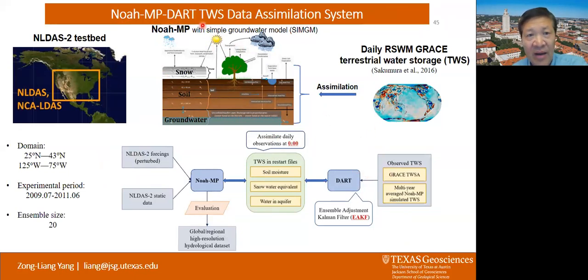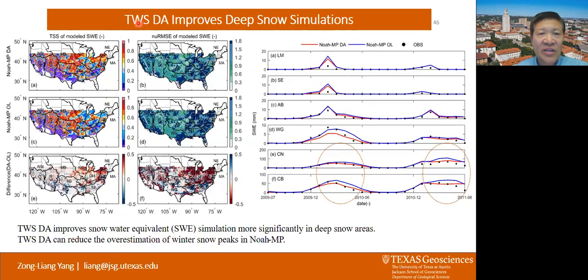DART is the Data Assimilation Research Testbed developed by NCAR. So when the 2 are coupled, in this study, we only assimilate the GRACE gravity satellite derived total water storage change. We are using North America as a testbed to show how this system works. You can see here the TWS, total water storage change anomaly. Assimilation of this anomaly into NoahMP leads to improvements in the snow over the mountainous regions, especially when snow is deep.